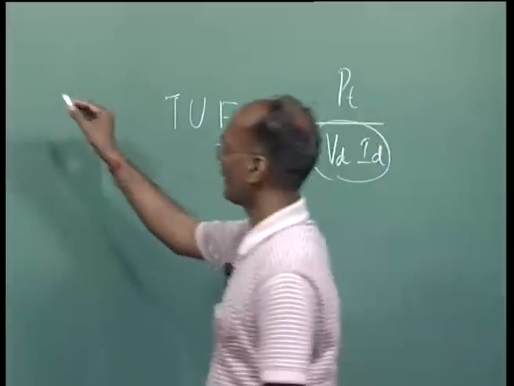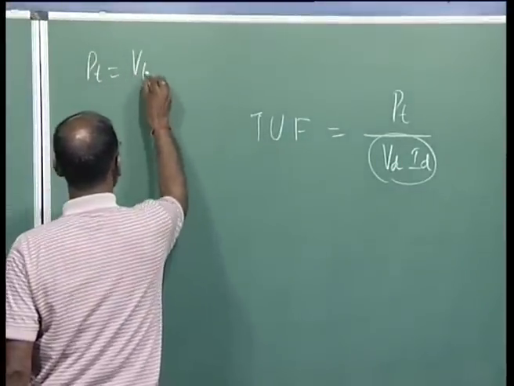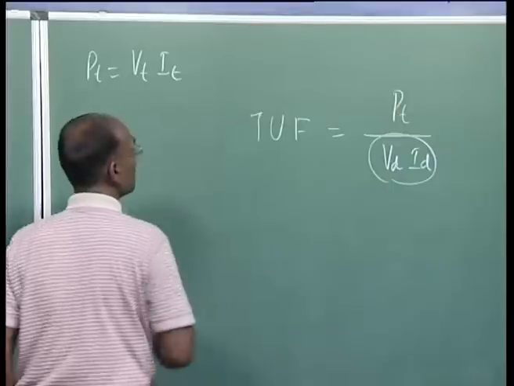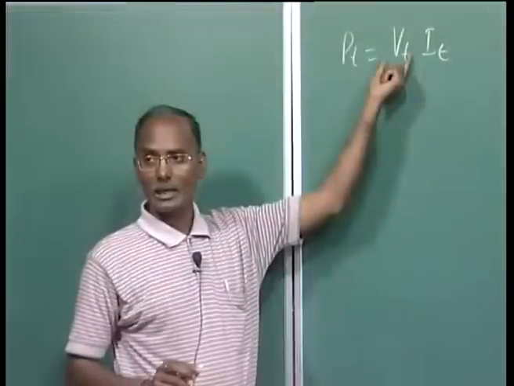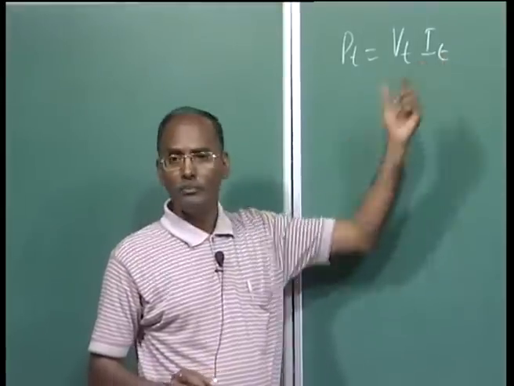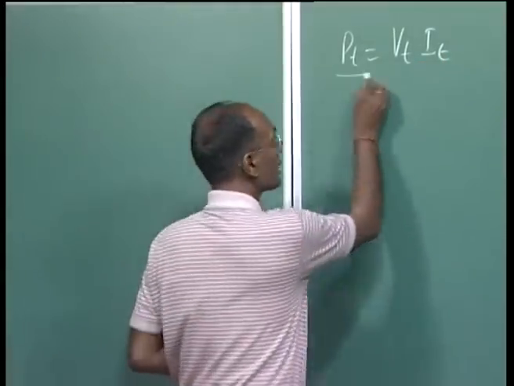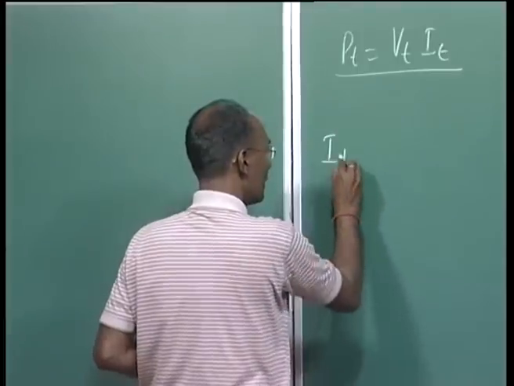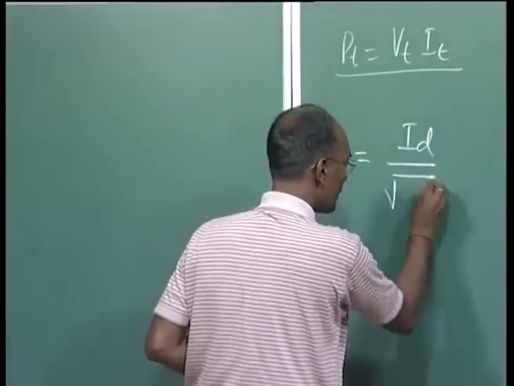Now, we can generalize: PT is nothing but VT into IT, meaning we are talking about the VA rating. This is the RMS voltage multiplied by the RMS current, again on the valve side, that is flowing in the valve. To make it general, we can write IT as this value, depending upon Q.